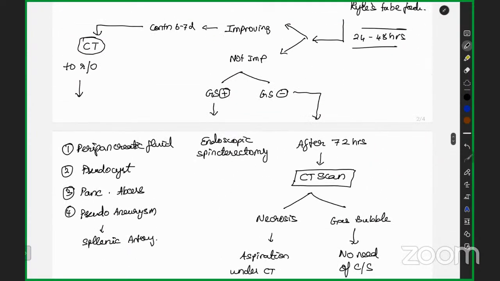Now, for example, after 48 hours, I'm looking, and my patient has a peripancreatic collection. What am I going to do? If my patient has a peripancreatic collection, what I'm going to do is put a pigtail catheter and drain it.